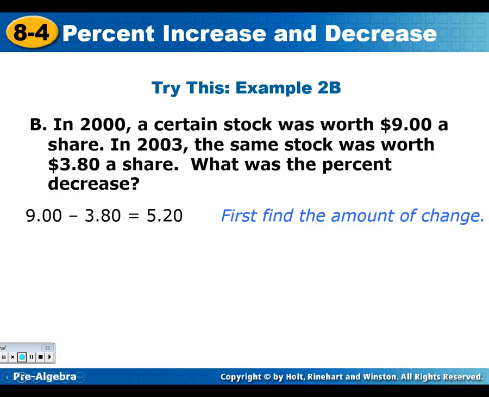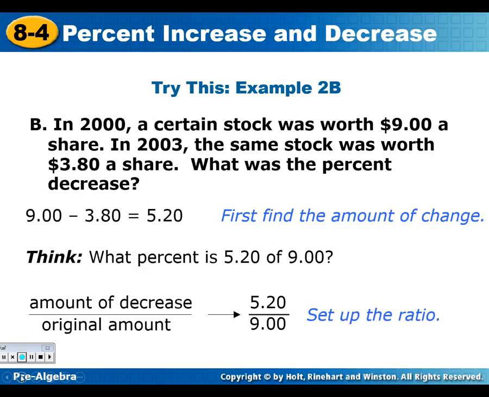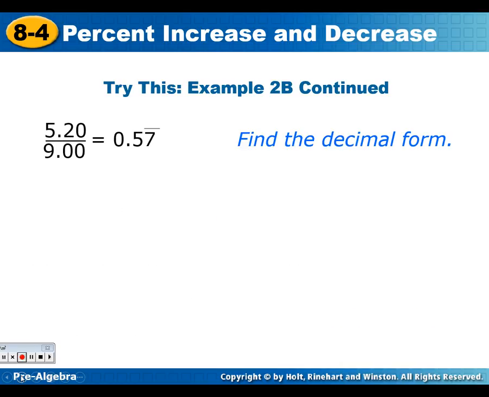I'll now put $5.20 over what the stock was originally. Back in 2000, it was originally $9. We have some decimals here. We need to set up the ratio: amount of decrease over original amount, 5.2 over 9. We're doing some division. That gives me 0.57 with the 7 repeating forever. If I convert that to a percent, that'd be 57.7%, and that'd be a decrease, or what I can do is approximate it to approximately 58%.